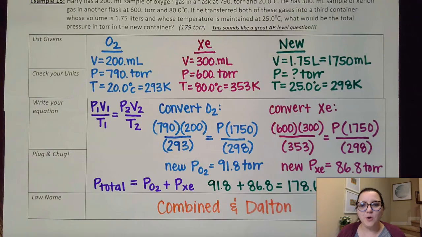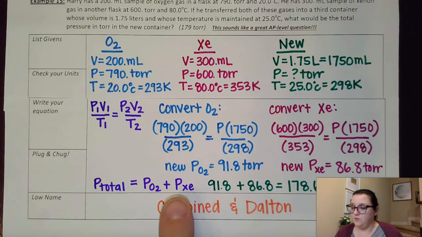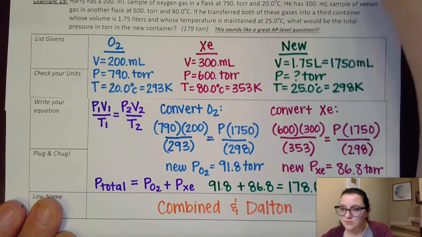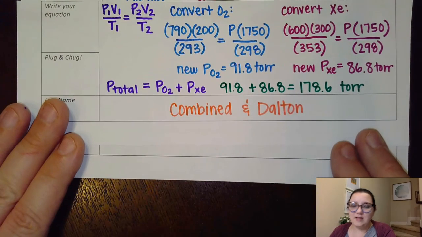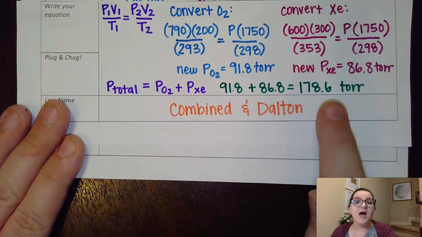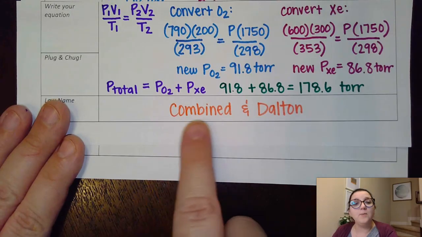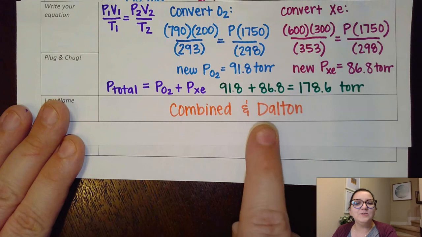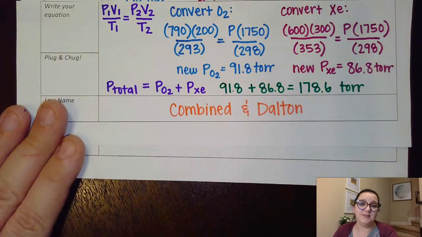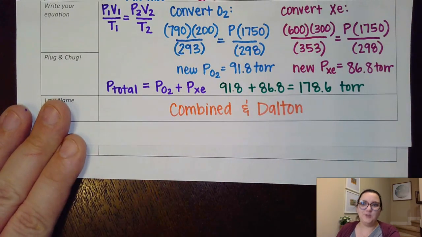How do we figure out the total? Well, to figure out our total pressure, we simply add the two of those together. Once I add the two together, that gets us a total of 178.6 torr. This involved both the combined formula, which we used to convert everything, as well as Dalton's law to do this P total. So this was definitely a doozy of a question, right? This is about as hard as you would ever see. Most of the time on Dalton's law, you're going to see something a lot more simple than this.